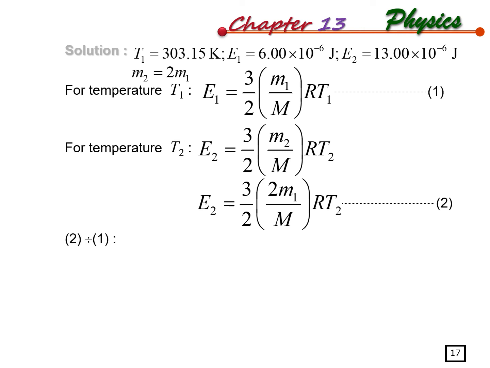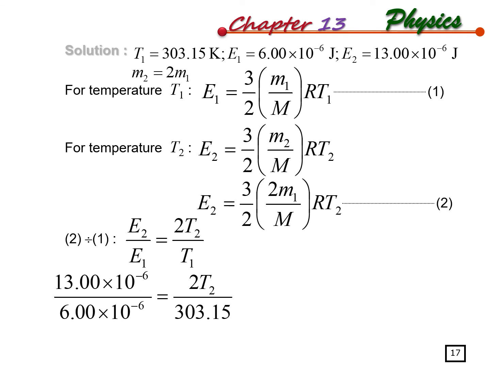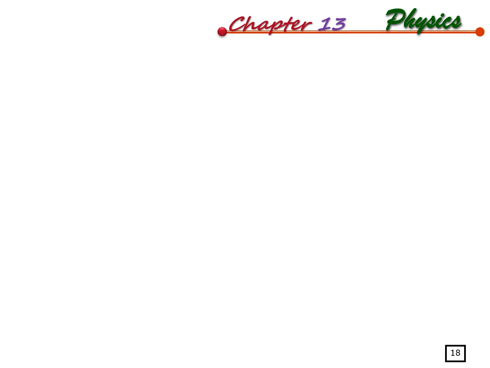So what we can do is solve simultaneously. Over here we use the approach of division: equation 2 divided by equation 1. Simplifying it, the final answer we end up with is 328 Kelvin.